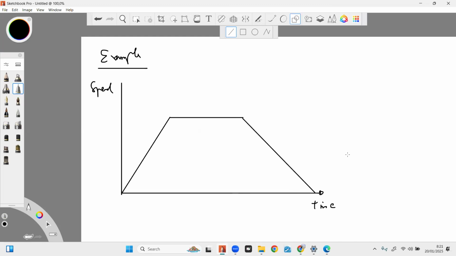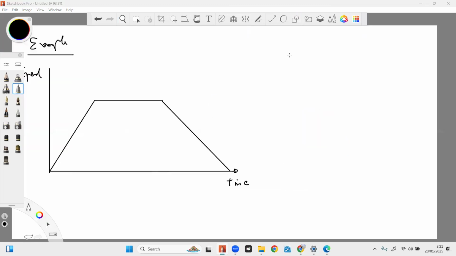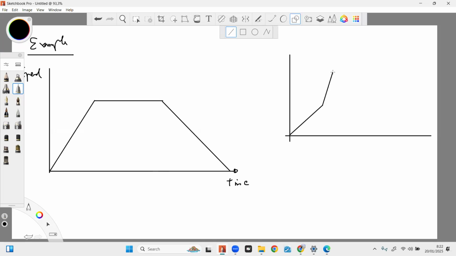At a certain point, you can tell the story of the speed-time graph also. I'm increasing my speed here, and then I think it is too slow. I want to increase my speed by a constant like this, and then I cannot go any faster, so I do a constant speed. It is a maximum speed.